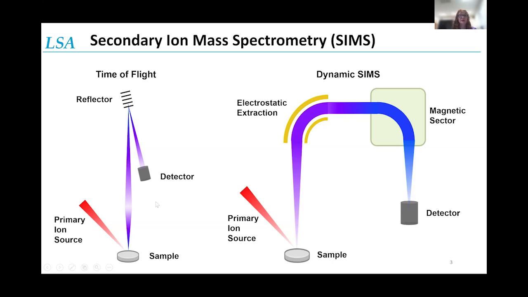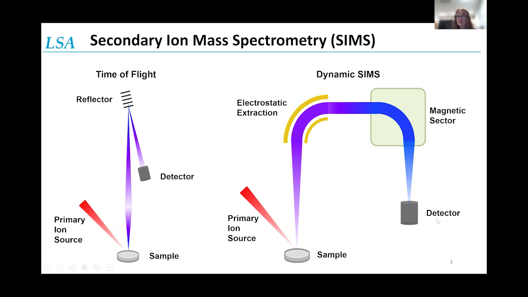So we have time of flight, which works on how long it takes for the secondary ions to get from the sample all the way to the detector to identify which mass is being analysed. And then with our magnetic sector SIMS on the right-hand side, it works on electrostatic extraction and magnetic sector. So we filter out based on charge and then based on mass. And that is how we determine which mass unit we are detecting on the detector.